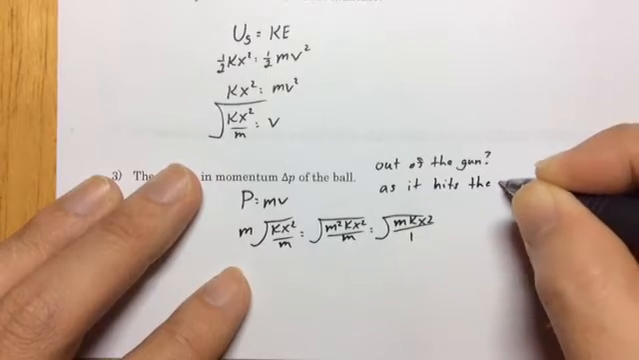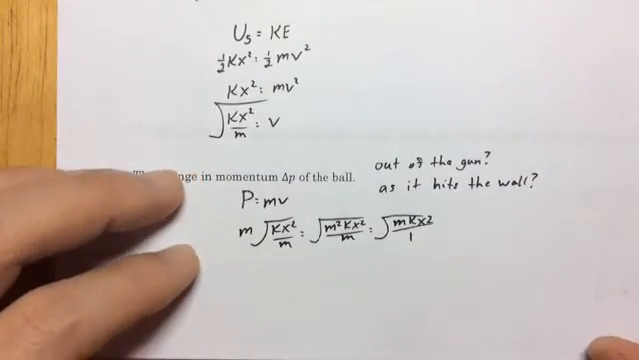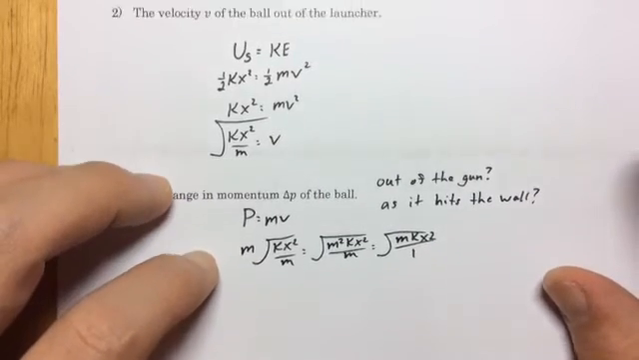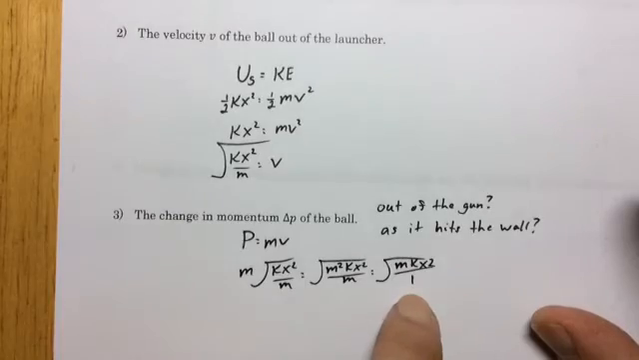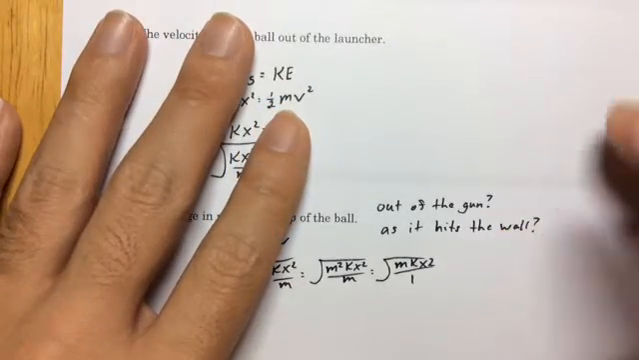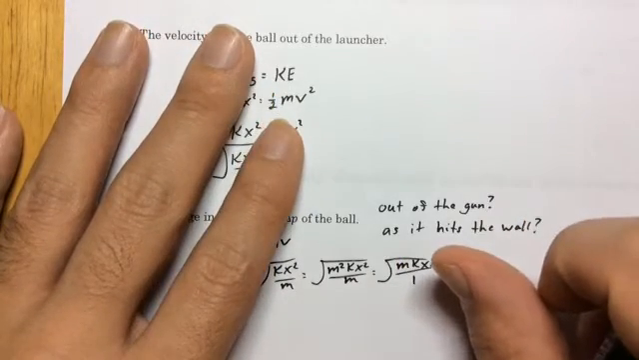Is that the question that we're asking here? That's the other thing we can look at. What's the change in momentum as it hits the wall? Well, the initial momentum that it has would be this much as it hit the wall, because that's the momentum that it had out of the gun. But when it hits this wall, it bounces back the other way.